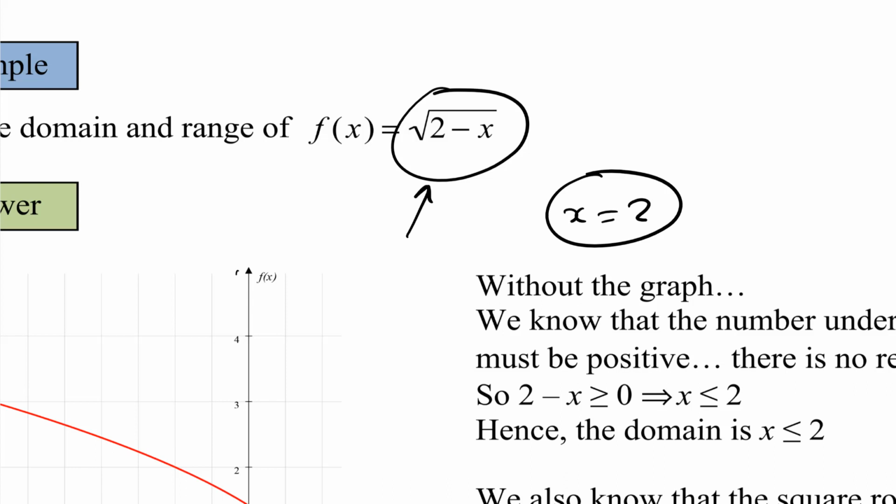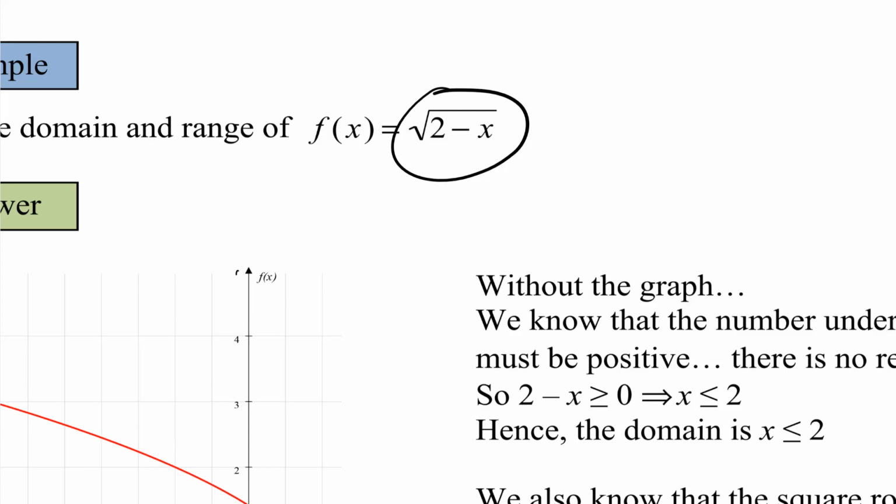Square root of 0 is okay, that's 0, so that's okay. What about x equals 1? Square root of 2 minus 1, square root of 1, that's okay. What about x equals 0, square root of 2, that's fine. And keep going. x equals negative 2, 2 minus negative 2, square root of 4, that's fine. So it looks like everything from 2 and below is going to be okay.